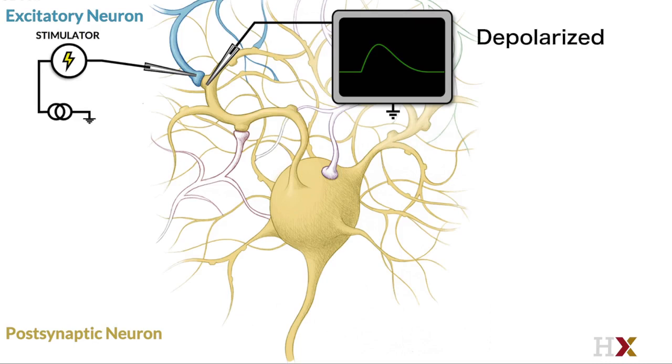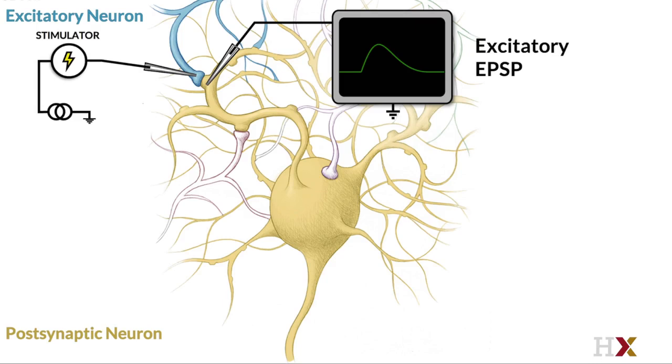The deflection of the membrane potential closer to the threshold makes it more likely for the postsynaptic neuron to fire. That's why this synapse is classified as excitatory, since it promotes the firing of the downstream neuron, allowing it to transmit a signal and continue the information flow. Call the resulting signal in the postsynaptic neuron an excitatory postsynaptic potential, or EPSP. It serves as a go signal for the postsynaptic neuron.